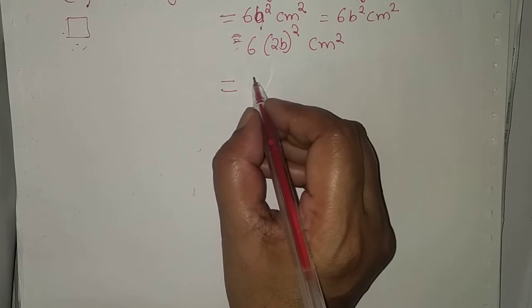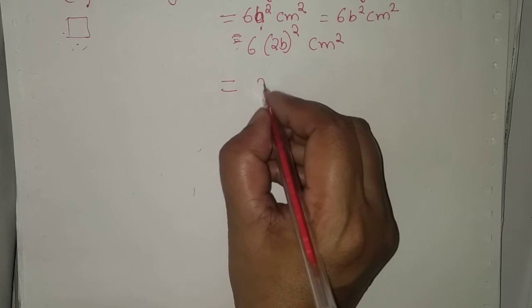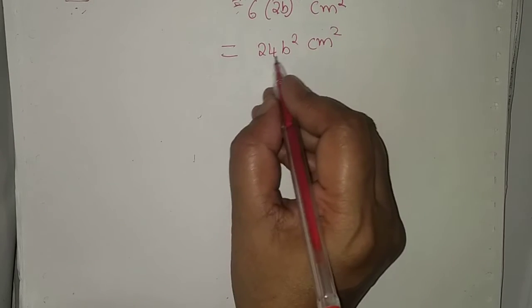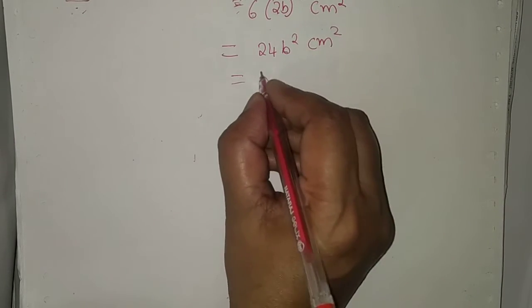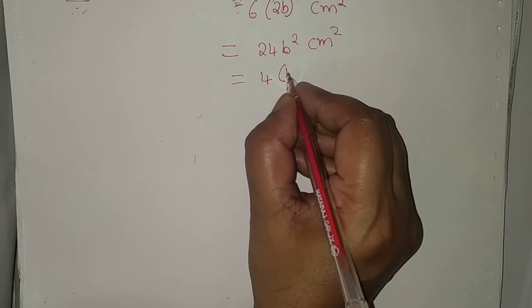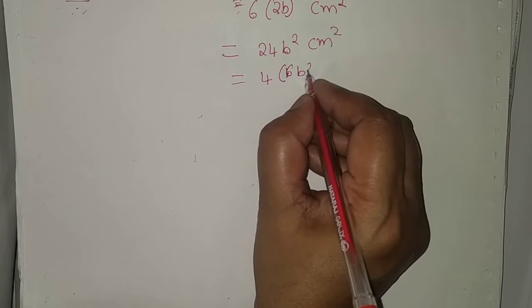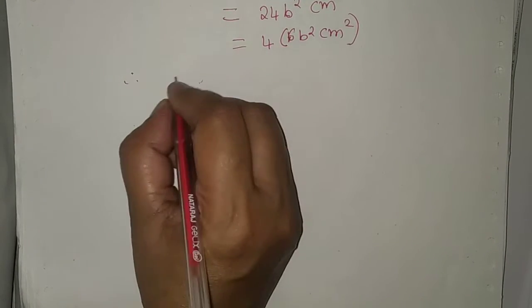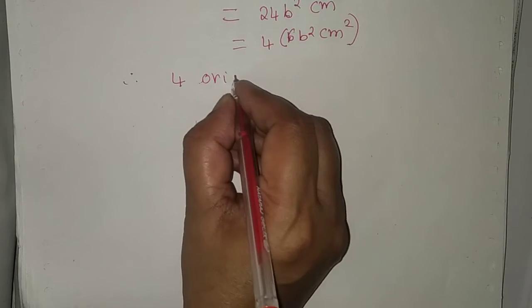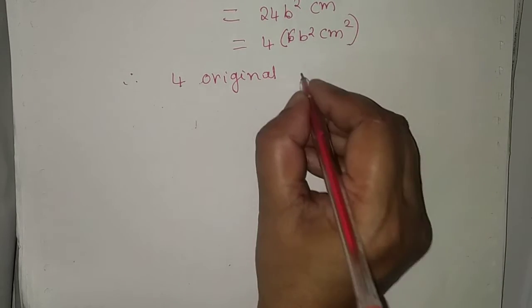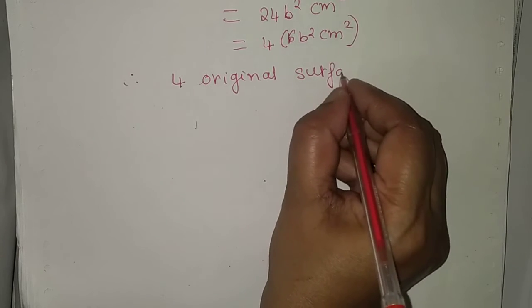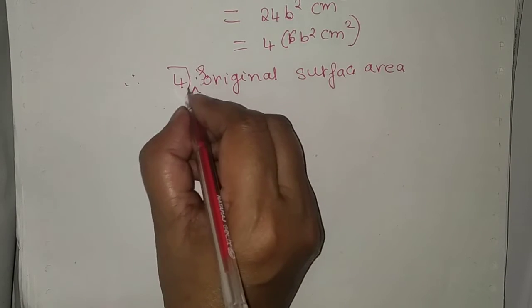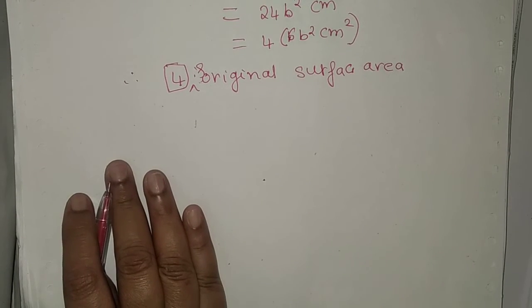Now next is multiply, this will become 4, 4 times 6b square centimeter square. Now we will separate this one, that is 6, so we'll get 4 into b, 6b square centimeter square. So therefore 4 is the original surface area.